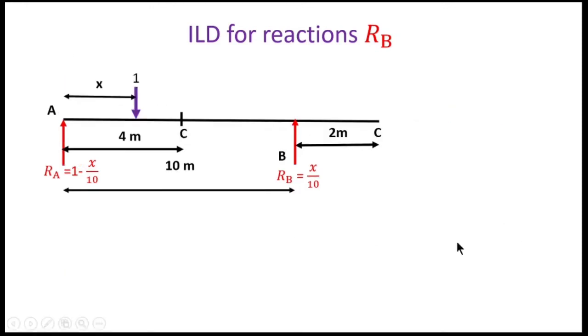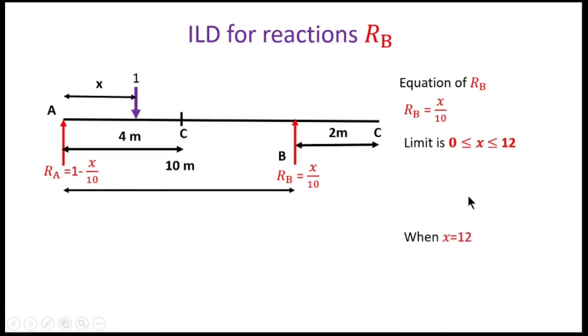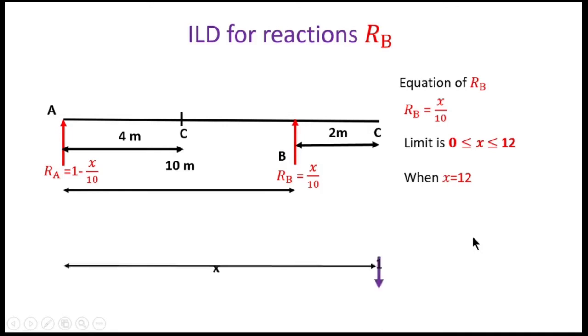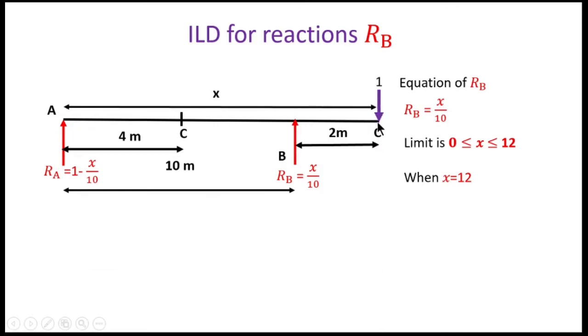The next limit is the 12 meter. We have to put x equal to 12. So we know the equation of Rb is x by 10 and the limit is 0 to 12. So put x equal to 12 in this equation. In this way at location C, x is equal to 12. So Rb is equal to 12 by 10, that is 1.2. So in this way we got all the ordinates along the length of the beam for the reaction Rb.